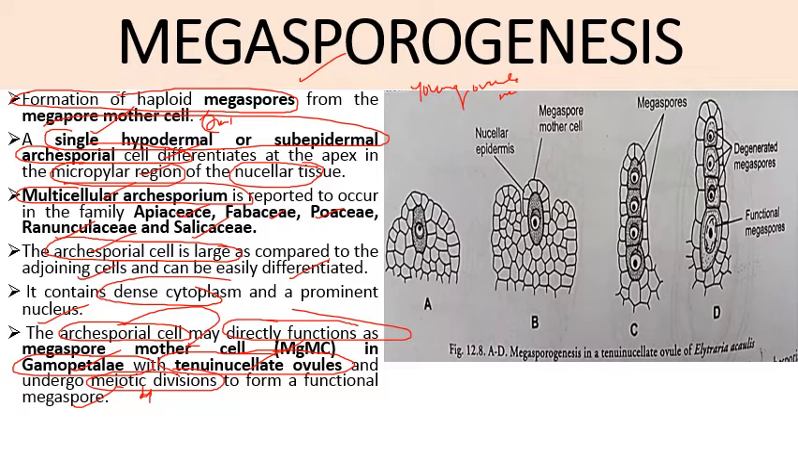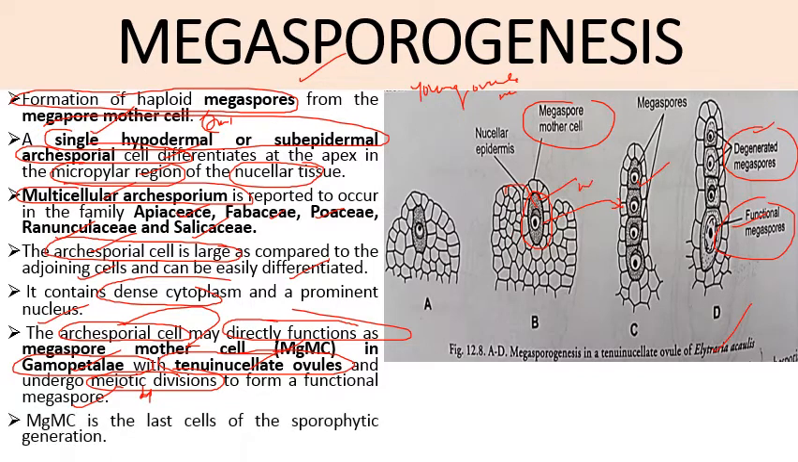जो hypodermal region है वहाँ पे एक cell differentiate होता है, that becomes archisporial cell. It can directly behave as megaspore mother cell. It will undergo meiotic division and forms the 4 megaspores, और ये 4 megaspore बनाता है. Out of these 4, one will become functional and the rest of the megaspores will disintegrate, as in case of Alisma plantago-aquatica. So this megaspore mother cell is the last cell of sporophytic generation. तो ये है last cell of sporophytic generation, means diploid generation. जो megaspore है that becomes haploid, which is formed after the meiotic division.